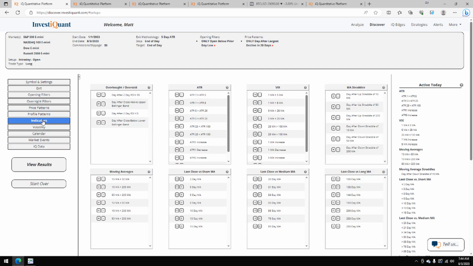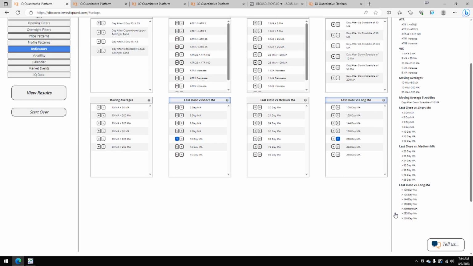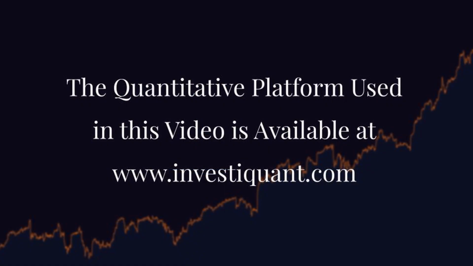And then I'm going to go to the indicators library and say that we closed below a 10. I'm going to grab that there from the active today. I know we closed above a 200. If I scroll down, you'll see it. There it is. I've got both of those selected, and now I can click view results.